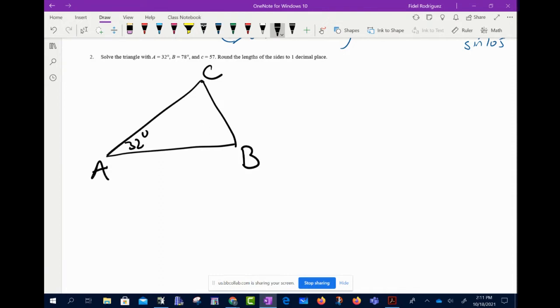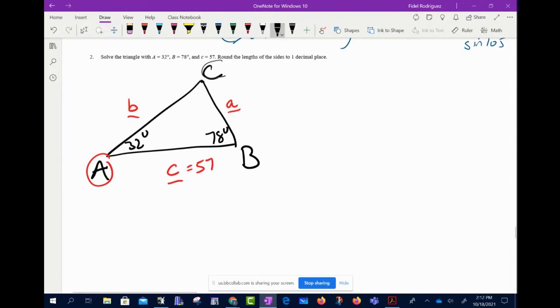We knew this angle was 32 degrees. We knew that angle B was 78 degrees. And then remember, y'all, the little sides are the sides that are opposite. So if this is angle A, then that's side A. And if this is angle C, like a big C, then this is side little c, same thing for B. So we know that little c is 57. Okay, so we need to solve the triangle.